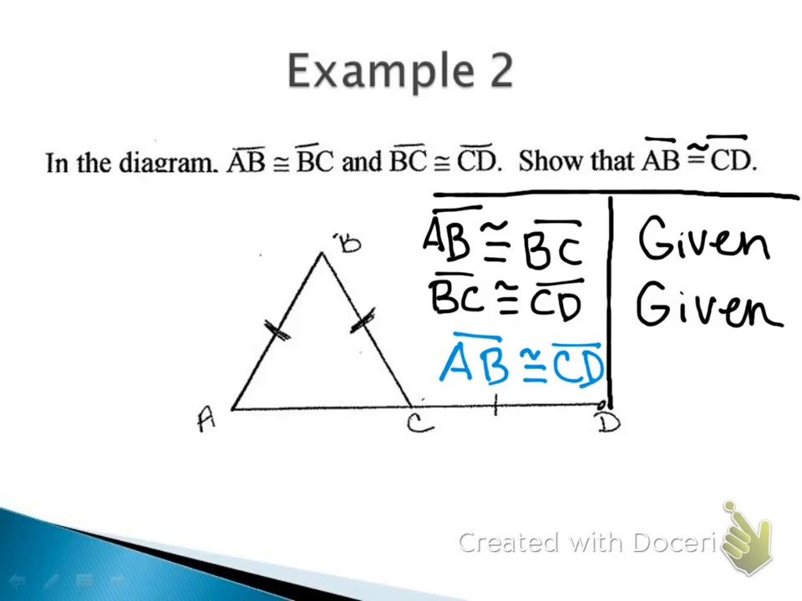Properties. You're not giving me segment lengths or anything. The properties. So your answers would be reflexive, symmetric, or transitive. Reflexive is when the exact same thing is on both sides of the equal sign. Transitive. Transitive is where you're cutting out the middleman.